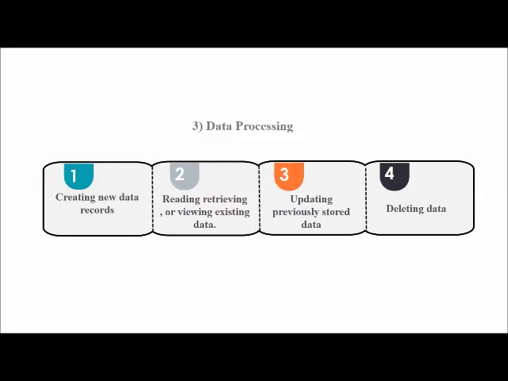Number one, creating a new record, such as adding a newly hired employee to the payroll database. The second activity is called reading, retrieving, or viewing existing data. The third activity is called updating previously stored data. Here we have two types of updating that companies use.